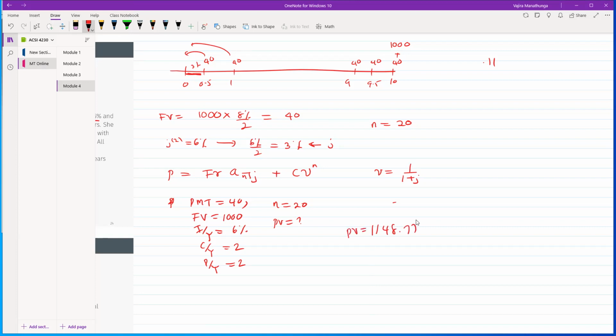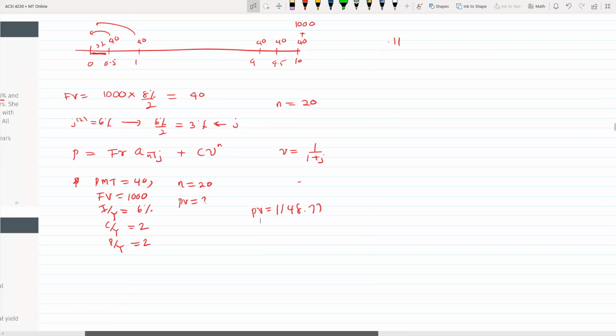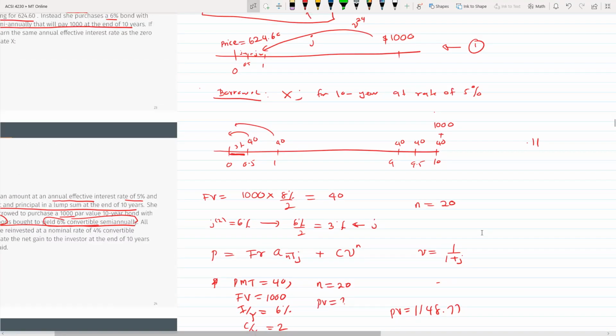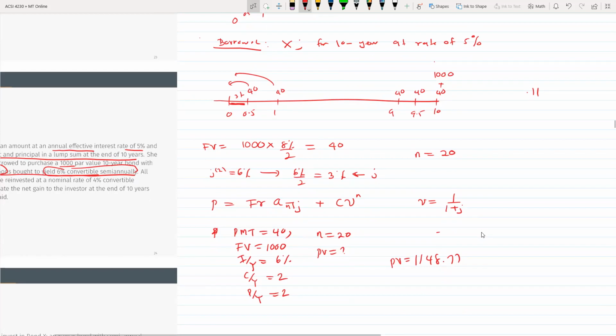That's the price. So now, if we look at the problem, now we know how much she really borrowed. This is the amount she borrowed to buy the bond. There's no leftover. So she really borrowed this much to buy that bond. So borrowed what? 1,148.77 at a rate of 5%.